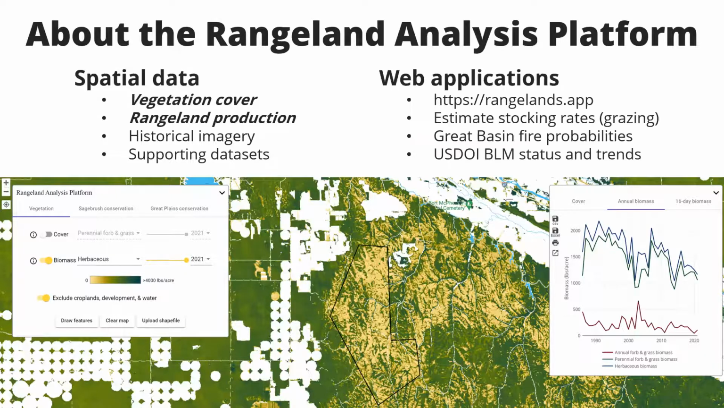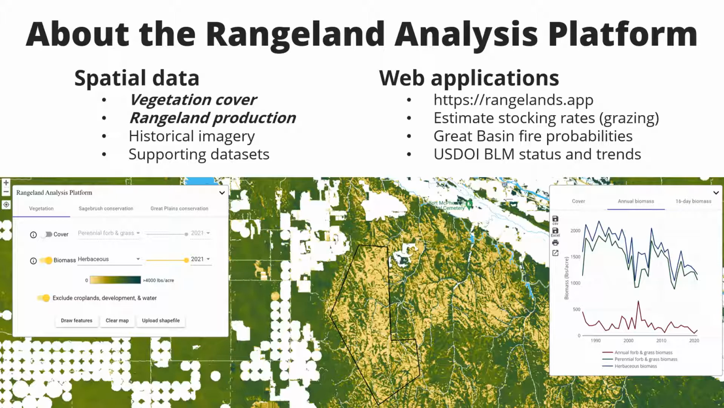And the first is spatial data. And so those are vegetation data sets. Vegetation cover and rangeland production are the two primary data sets. And that's what I'm going to be focusing on today in a lot of this talk.